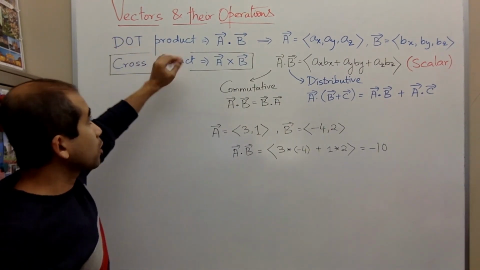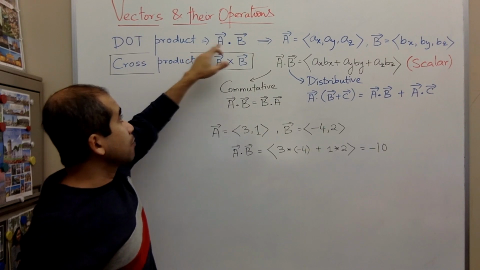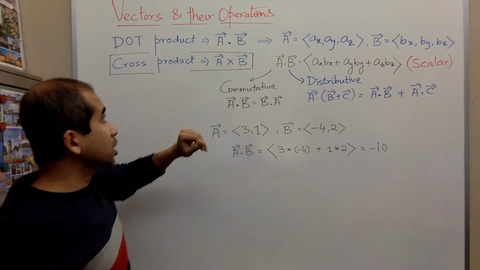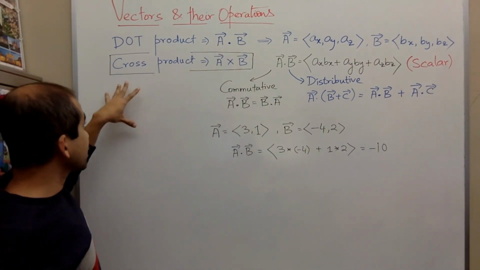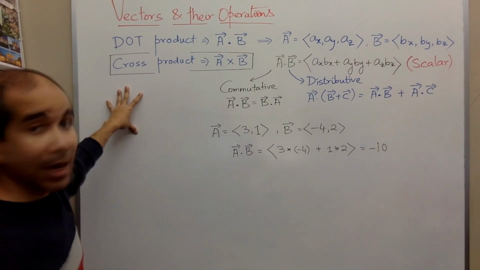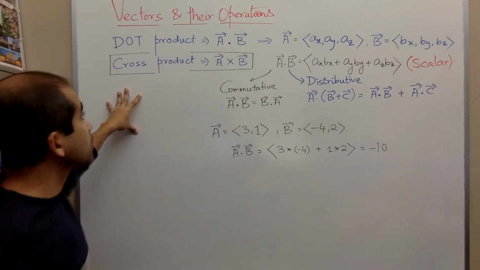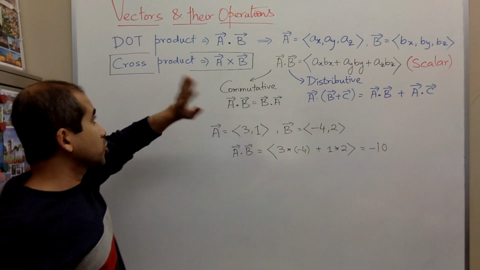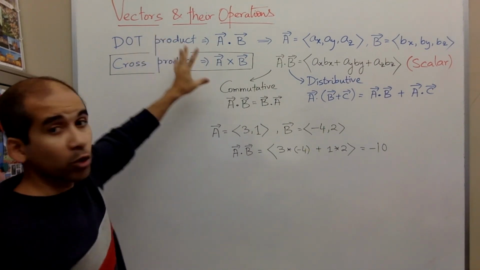The one is called dot product, where A and B are two vectors, and they have a dot in the middle showing the dot product. And two vectors can be multiplied in another way, which is called a cross product. We'll talk about it later if necessary, but currently we just focus on the dot product.